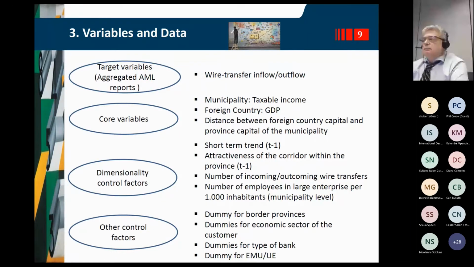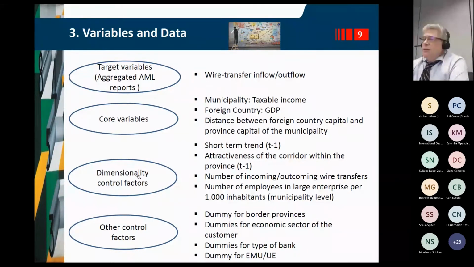A few words about the other variables of the model, which are divided in three blocks: core variables that are linked with the gravitational model, and dimensionality and control factors that are linked to the dimensionality or take into account the qualitative characteristics of the flow. The first block contains taxable income, which is the proxy of the economic size of one of the ends of the flow, the municipality. On the other hand, the proxy of the size of the foreign country is the GDP. The distance is measured between the foreign country capital and the province capital of the municipality.